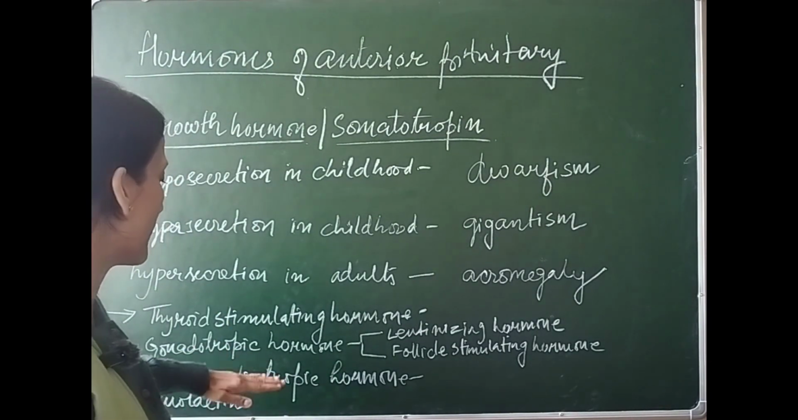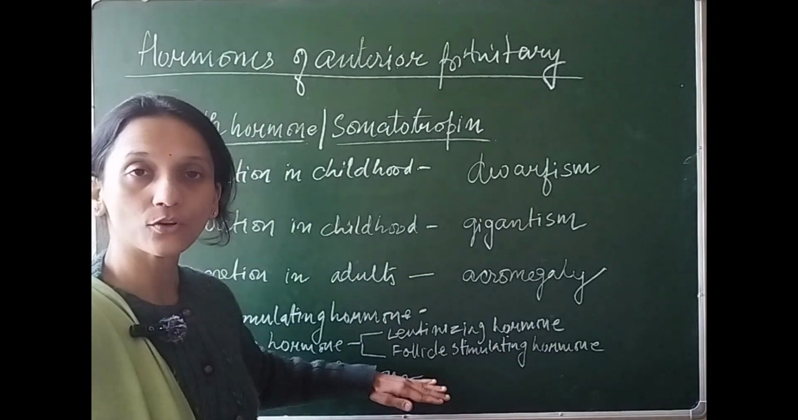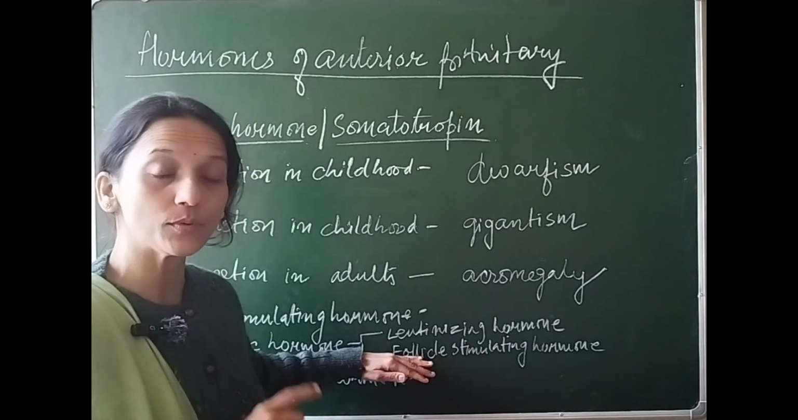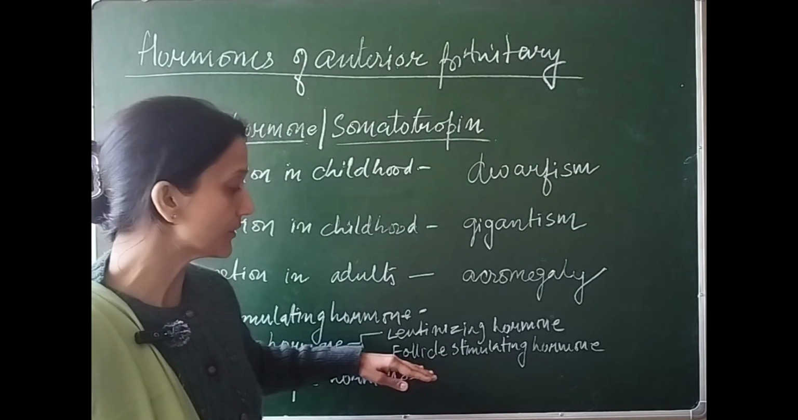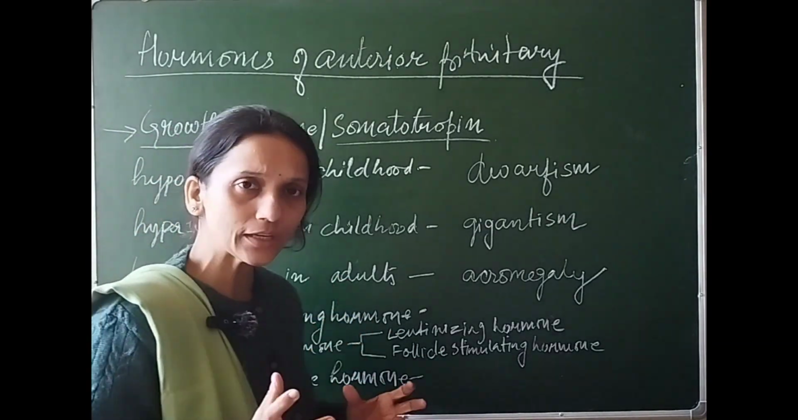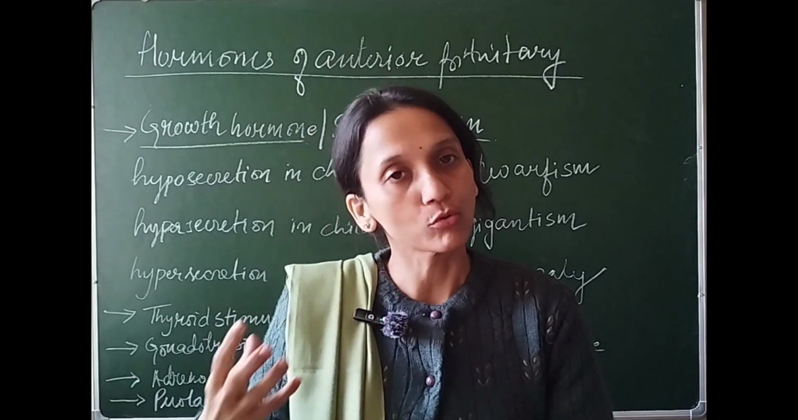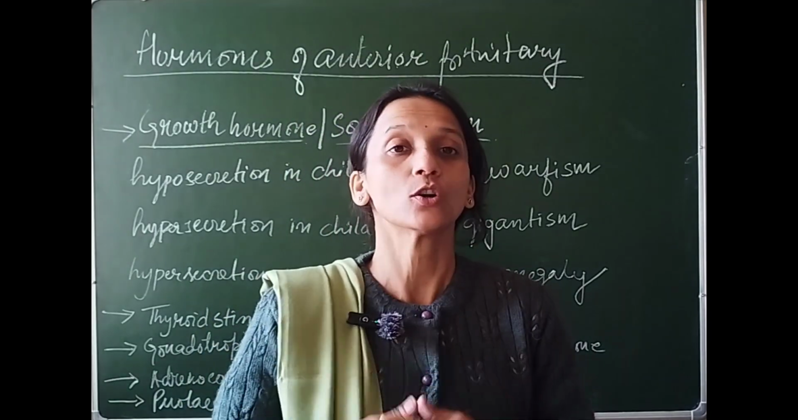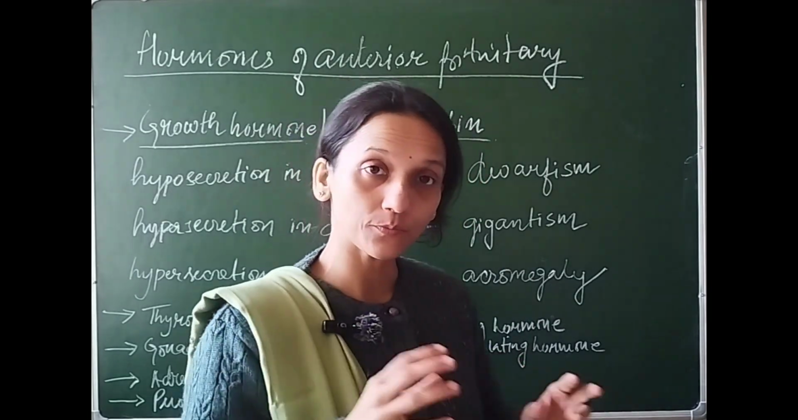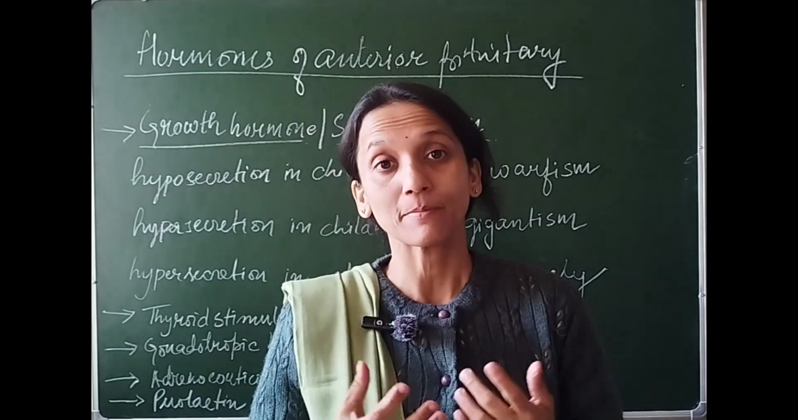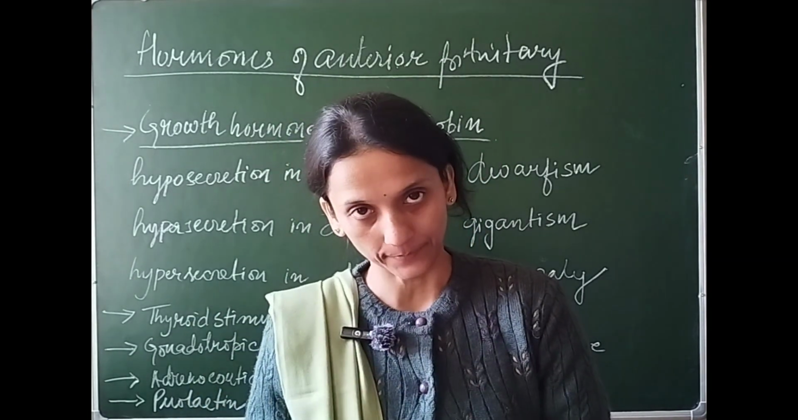There are 2 types of gonadotropic hormone. You are already aware of these names. We have studied them while we were studying menstrual cycle. So one is the luteinizing hormone, another is the follicle stimulating hormone. The follicle stimulating hormone helps in the growth of the follicle and indirectly causes production of estrogen in the body. In male, this hormone is produced and it helps in the process of spermatogenesis, which is production of sperm.